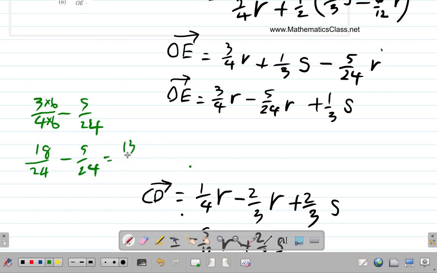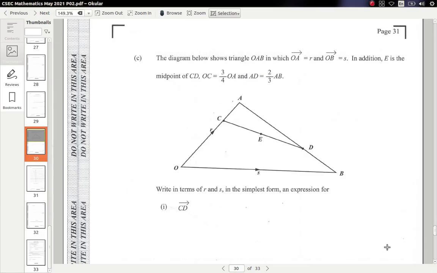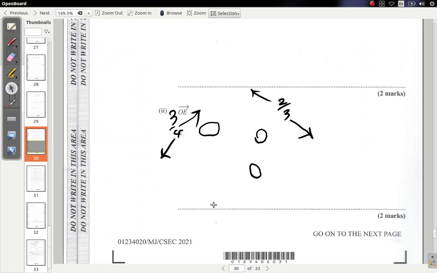So we have 13/24. You see that? So OE, remember this was done before, don't mix it up. OE is 13/24 R plus 1/3 S. So there you have it. That's for that part of the question. We have CD and OE.